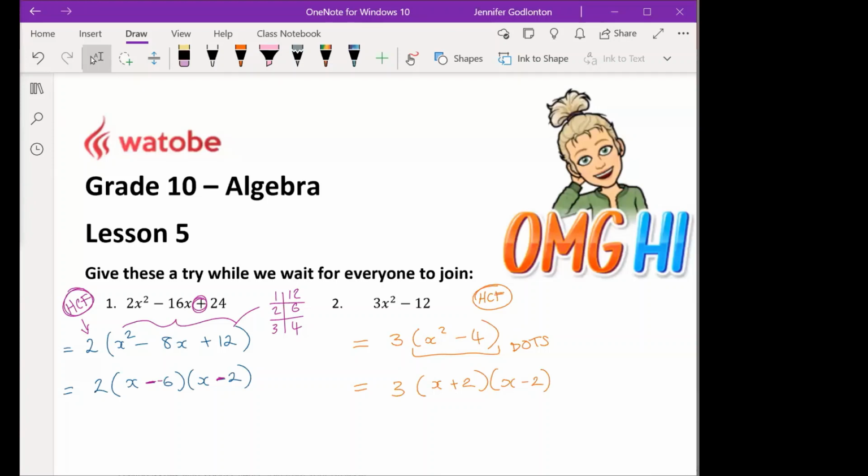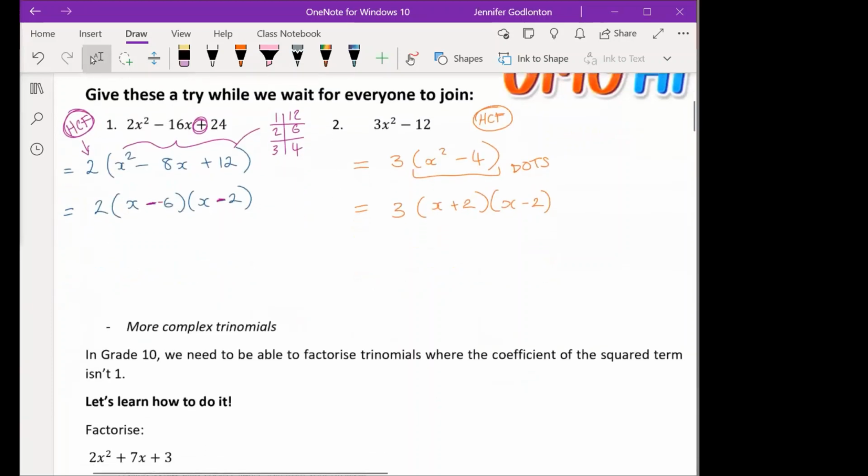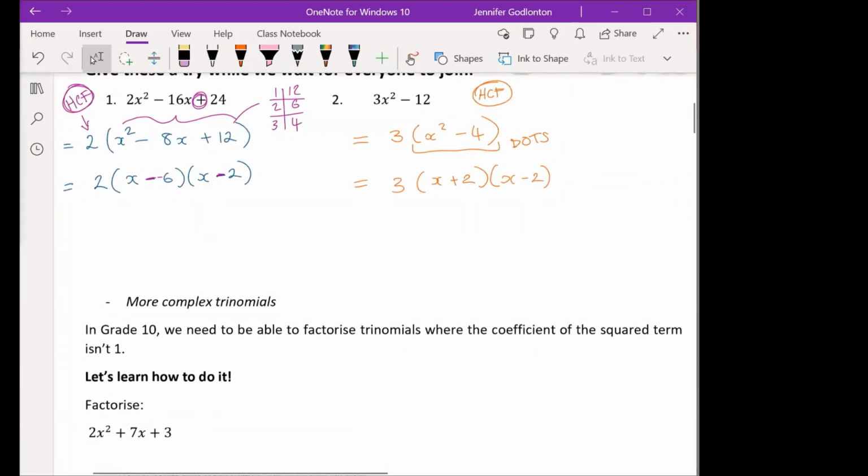Can you let me know in the chat if you have done trinomials that look like this one that you can see at the bottom? So a trinomial like that, where you have got a number in front of the x squared. Let me know. Have you done this? Yes or no? Okay, there's some hands. Kitumisa says yes. I'm hoping that the hands are meaning yes.